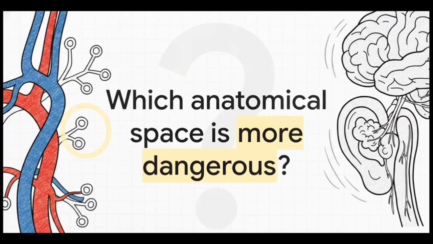Here's the thought to chew on as we wrap up this explainer. Both of these tumors are overwhelmingly benign, yet their anatomical real estate makes them incredibly dangerous. You've got the neck's highly vascular crossroads, packed with major arteries and cranial nerves, pitted against the tight, pressure-sensitive confines of the cerebellopontine angle deep inside the skull.